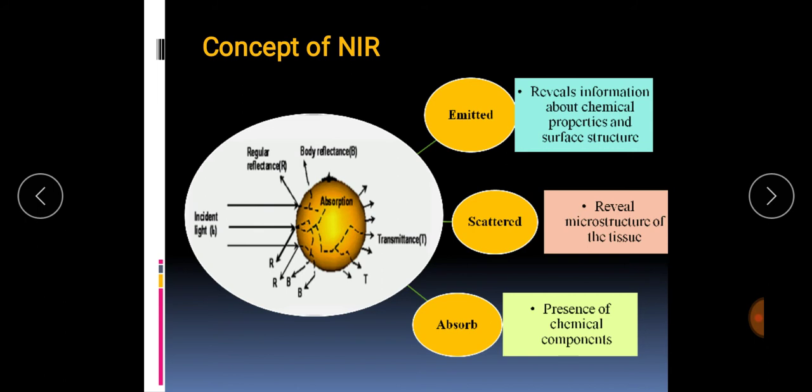What does emitted light reveal? It reveals information about chemical properties and surface structures. What does scatter reveal? It reveals the microstructure of the tissue, and the presence of chemical components. Emitted, scatter and absorb are all there. Okay.